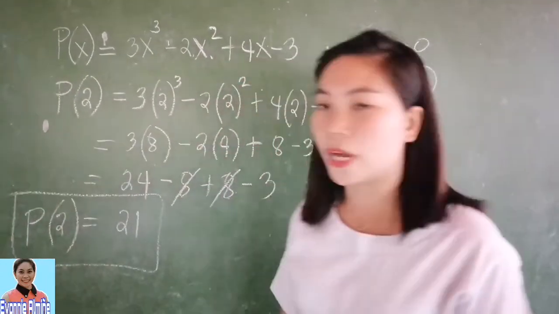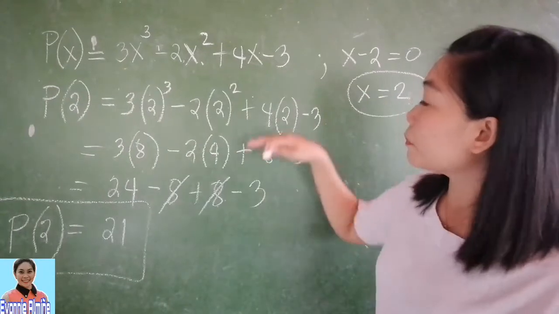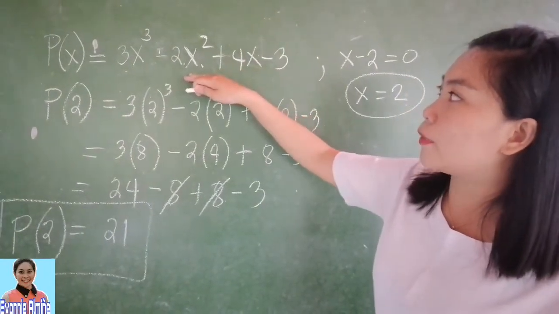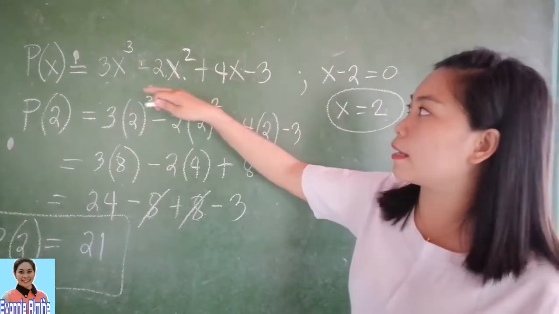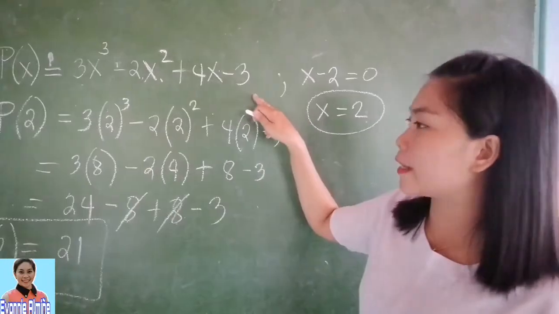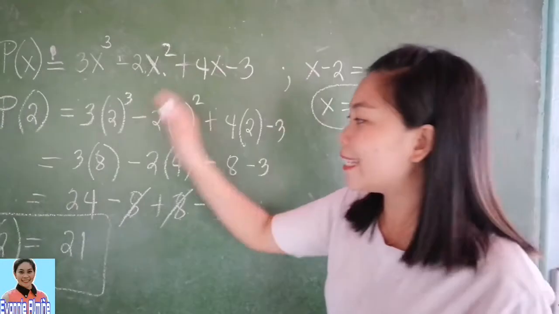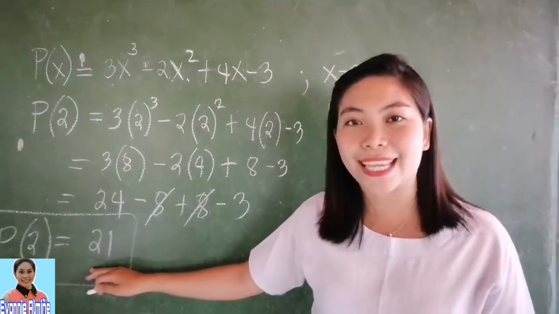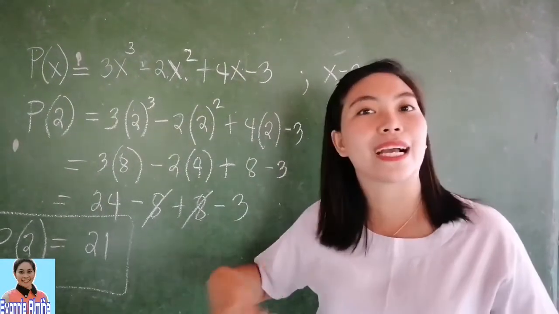equal to 21. So in this case, P of x is equal to 3x raised to 3 minus 2x squared plus 4x minus 3 divided by x minus 2. The remainder is 21. So, ganun lang po siya kadali.